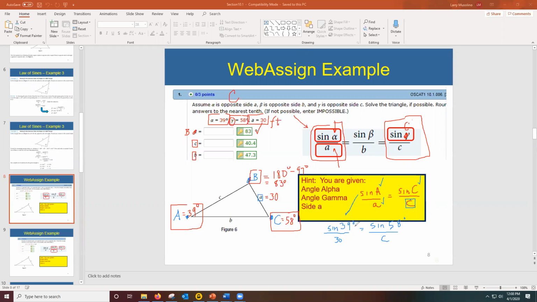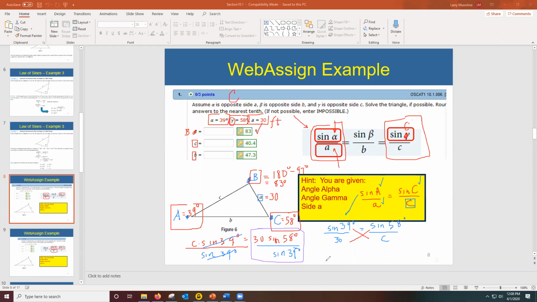But this is one fraction equal to another, so I'm going to cross multiply. If I cross multiply, it's going to be C times sine 39 equals 30 times sine 58. All right, one last step because I want to get C by itself. I'm going to divide both sides by sine 39 degrees. Because remember, C is an unknown quantity here, so I want to get C by itself. All right, well, I'm left with C equals this box that I'm circling in purple. So C equals this purple box.